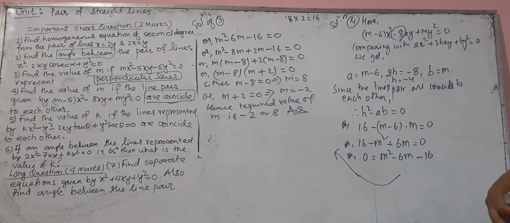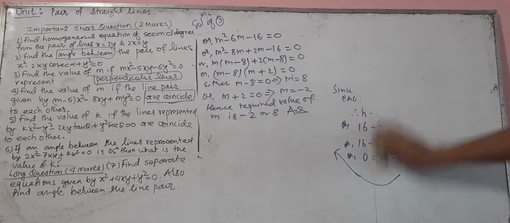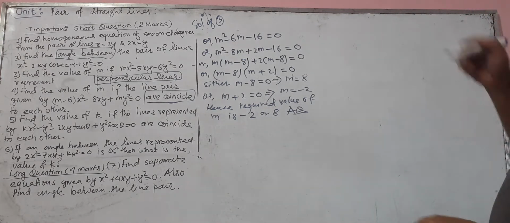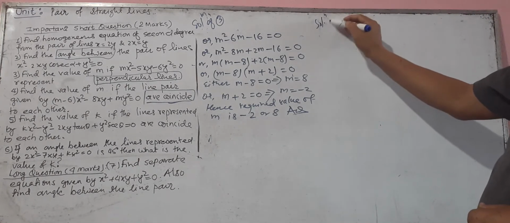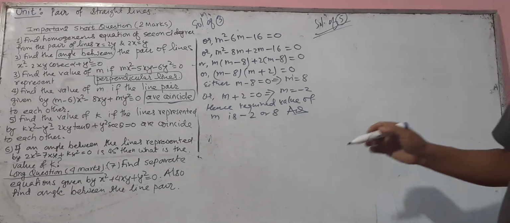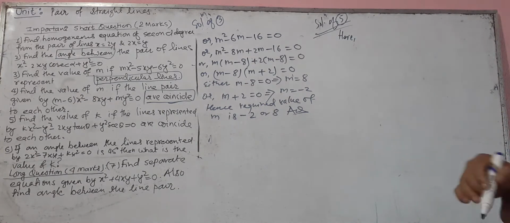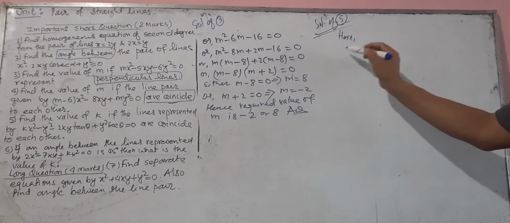Now we solve the next question. Question number 5. The given question here: find the value of k, if the lines represented by this coincide with each other. Okay, the same question.